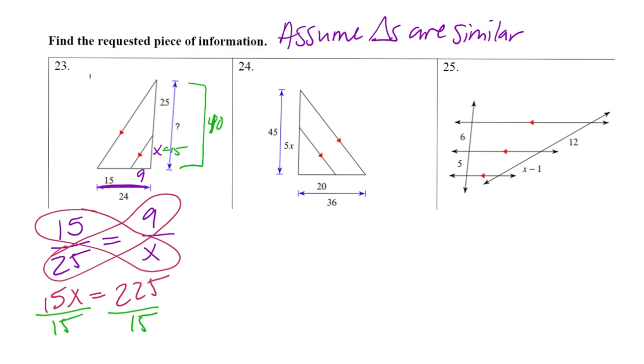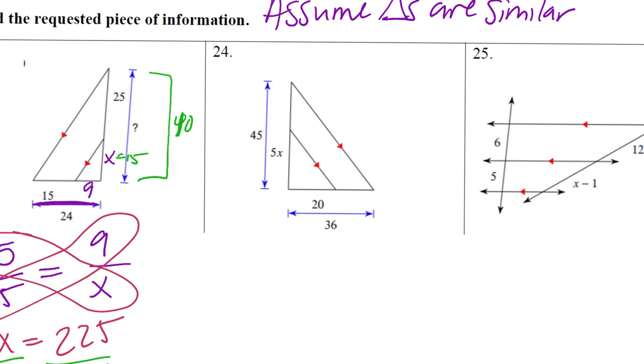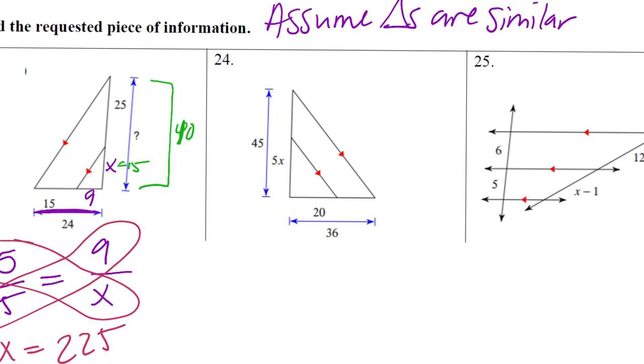All right, looking at number 24. We have that little piece is 5x. So this one's 20, and that's the whole thing's 36. So this is going to be 16 right here on the end. And this piece up here is going to be 5x. Well, no, I'm sorry, 45 minus 5x for that little piece there. So we're going to set up our proportion. 45 minus 5x over 16 equals 5x over 20.